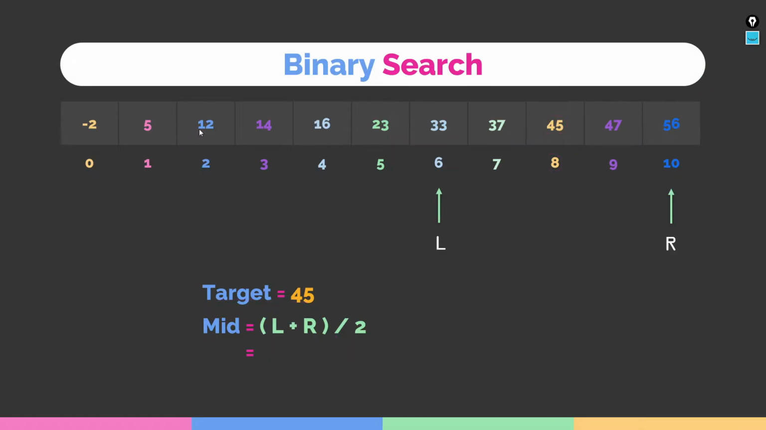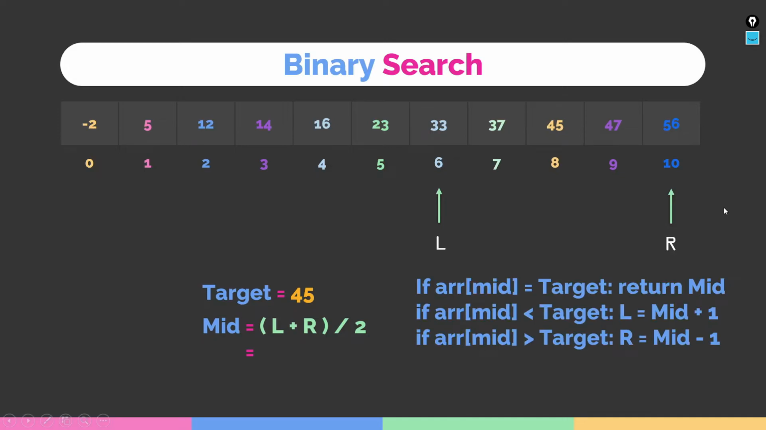Okay, now we have established 3 things. There will be 3 conditions. The mid value can be equal to target, it can be less than the target, or it can be greater than the target. If it is less than the target, then L becomes mid plus 1, and if it's greater than target, then right becomes mid minus 1. This is simple, right?